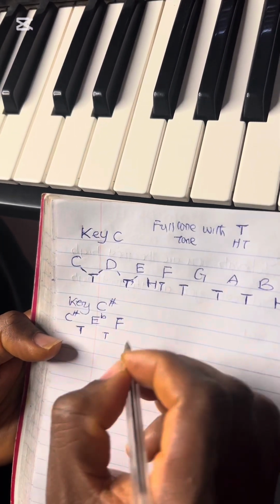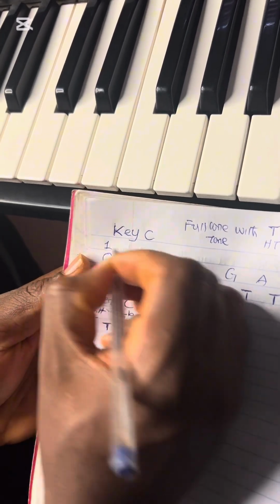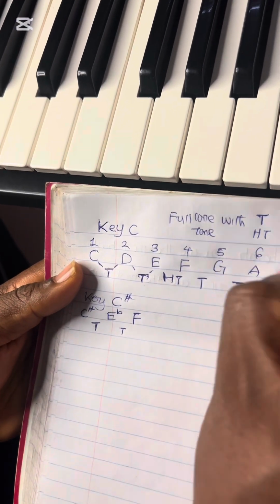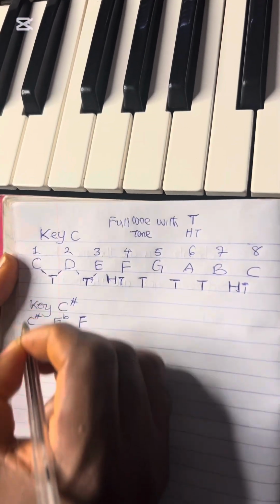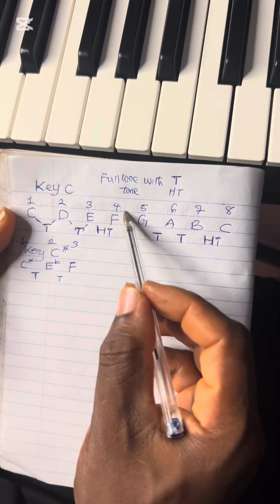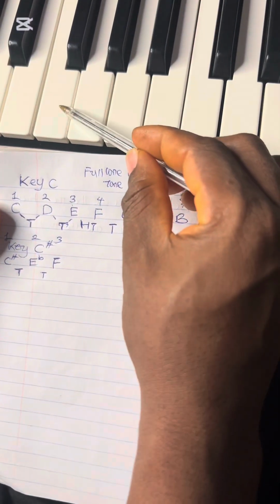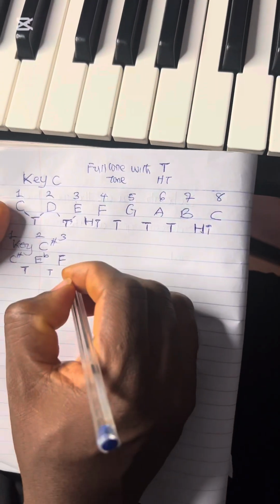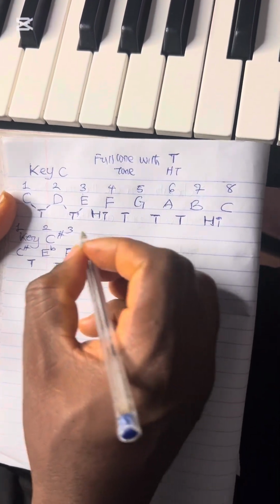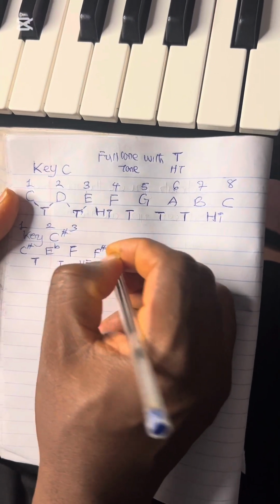Now from F, which is the third note. Okay, let's make it easier: 1, 2, 3, 4, 5, 6, 7, and then 8. So here we have 1, 2, 3. From the third note to the fourth note is a half tone movement. We're not jumping, just going straight up from here to here, which is a half tone, HT. It's F sharp, the fourth note.